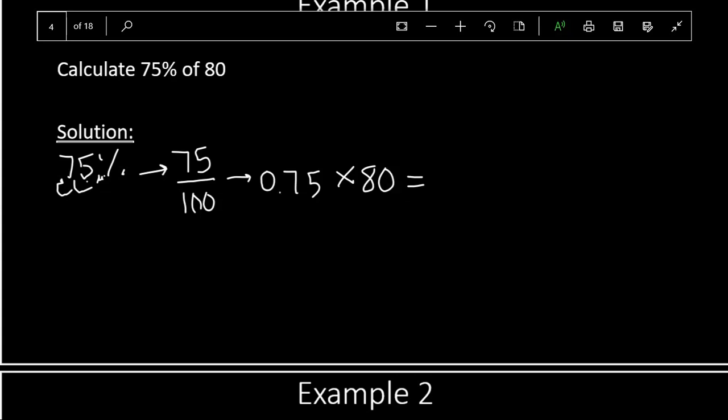So 0.75 times 80, and we get, as an answer, 60. So 75% of 80 is 60. That's your answer.